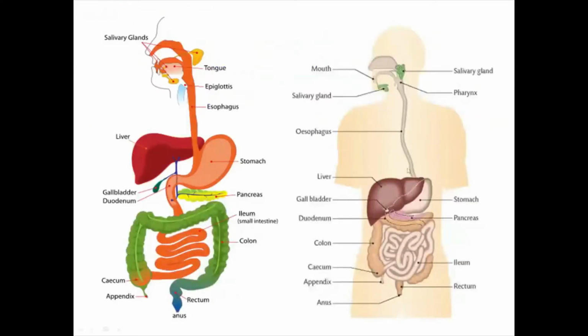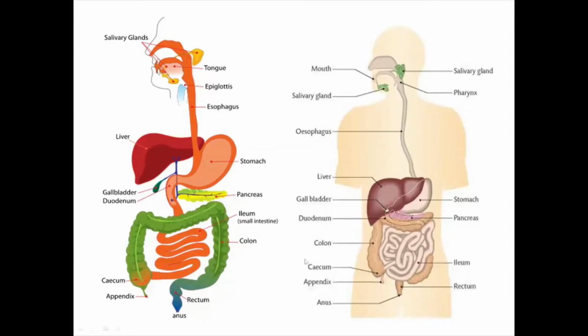So this is the human digestive system. Here comes the salivary gland, here is the tongue, here is the mouth, here comes the salivary gland, then comes the epiglottis, esophagus, then comes the liver, stomach, duodenum. The duodenum is the first part, the starting of the small intestine.